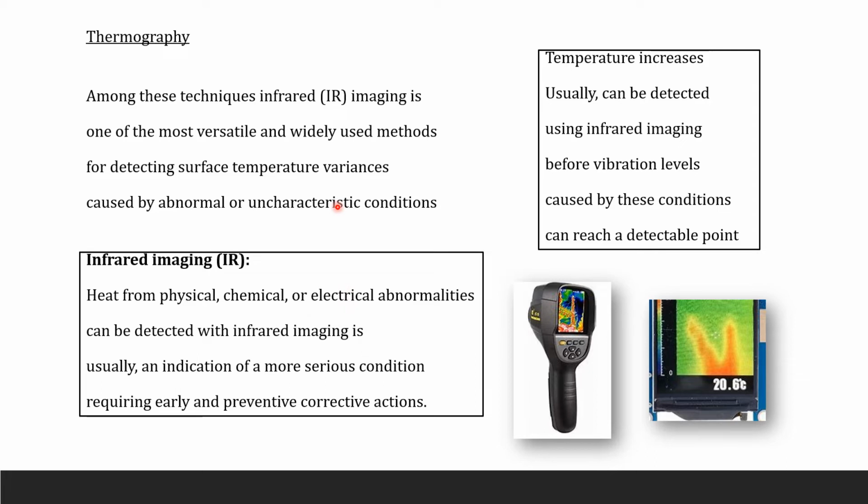We all have temperature on our surface, on our skin, on the table, on the machine. Any surface of your system or component has a temperature, and it varies depending on the type of material. It is usually affected by abnormal or uncharacteristic conditions, so we have to check the surface temperature. To do that, we use infrared imaging, IR. That's nothing but heat. Physical, chemical, or electrical abnormalities are definitely going to produce heat.